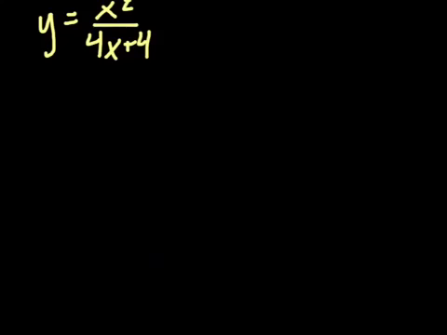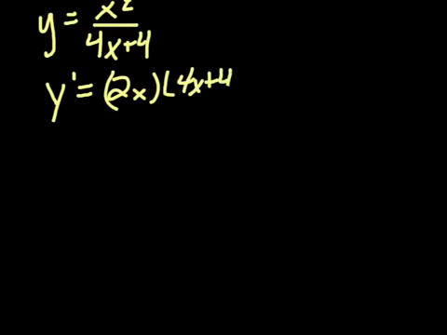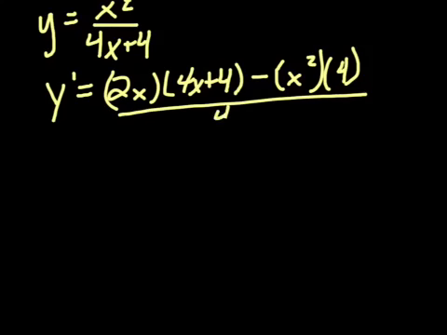Okay, this one is a little tricky. y equals x squared over 4x plus 4. So first, we find the derivative, and we have to use the quotient rule. So y prime equals 2x. Take the derivative of the first, leave the second alone. Subtract, leave the first alone. Take the derivative of the second over the second squared.